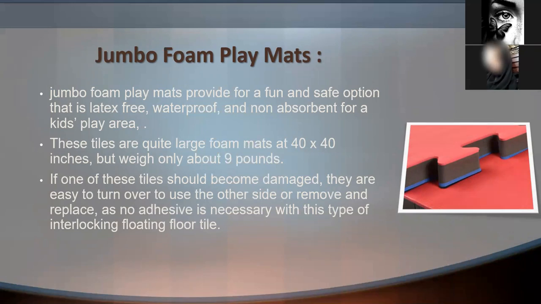These tiles are quite large, at 40 by 40 inches, but they weigh about 9 pounds. So, they are easy for one person to install over a solid floor or thin pile carpeted floor. If one of these tiles should become damaged, it is easy to turn over to use the other side or remove and replace. And no adhesive is necessary with this type of interlocking floor tile.